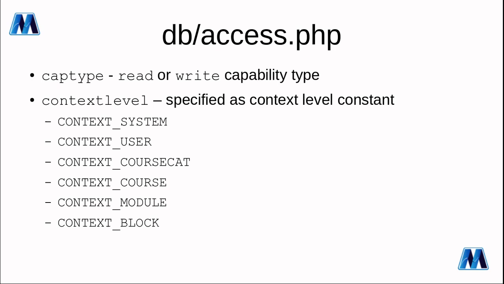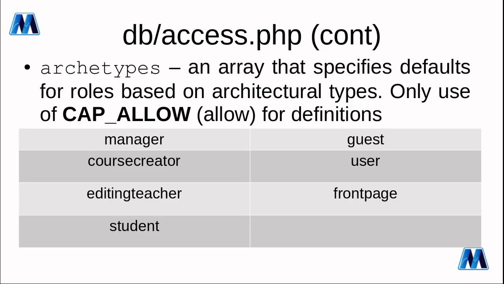Okay, so one of them is the capability type, cap type, whether it's read or write. Then you set the context level, as we discussed earlier. So you've got system, course, category, module, etc. And then we have a concept of what are called archetypes, architectural types, which are the kind of default user types that come with Moodle.